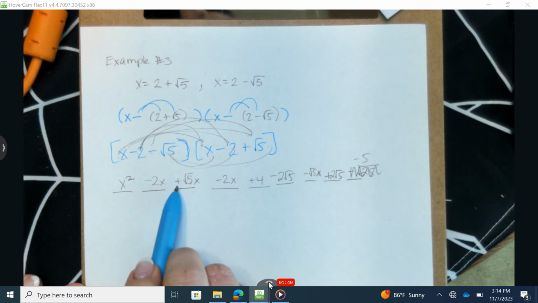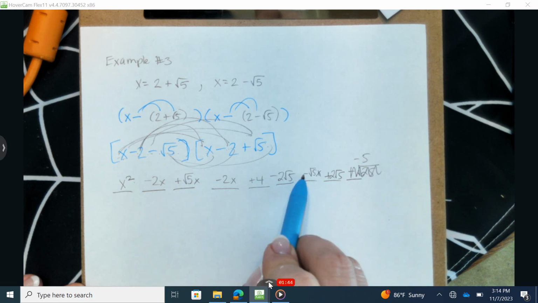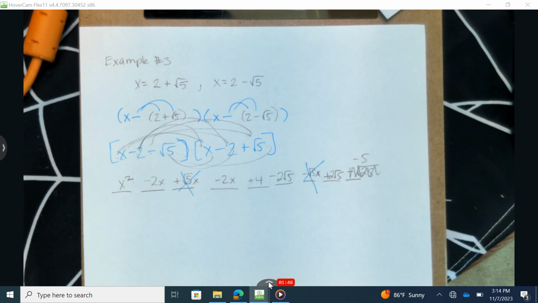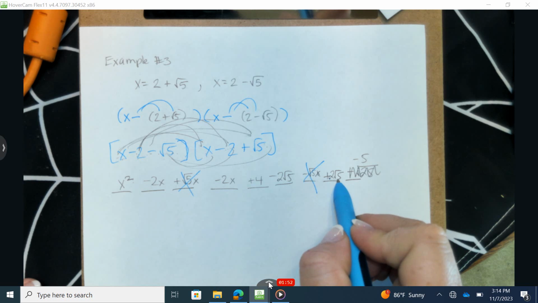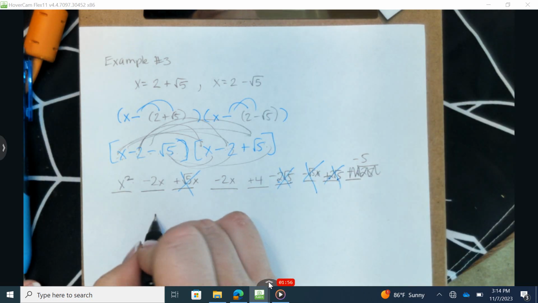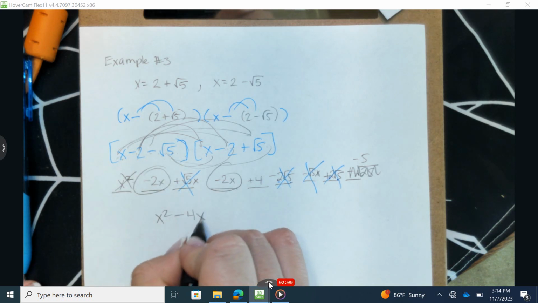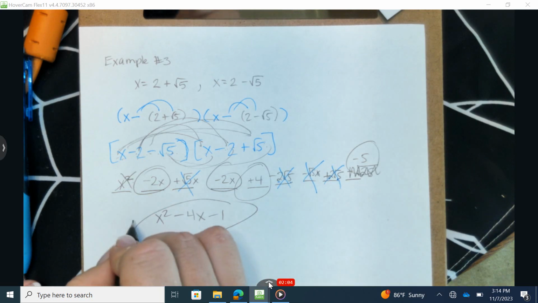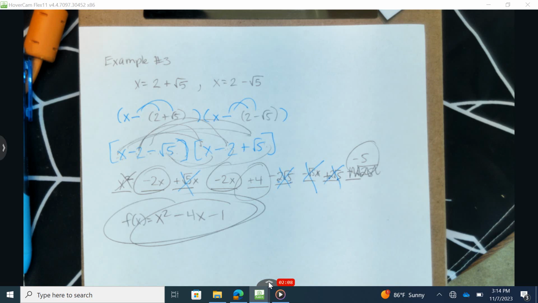Let's look for additive inverses. Let me show you an example. Positive radical 5x, negative radical 5x. They're directly opposite of one another. Positive 2 radical 5, negative 2 radical 5. What else do we have to combine? X squared, a negative 2 and a negative 2 is a negative 4x. Positive 4 and a negative 5 is a negative 1. Let's turn this into a function, polynomial function.